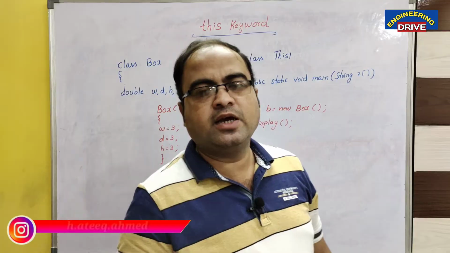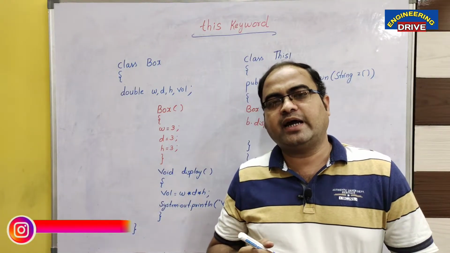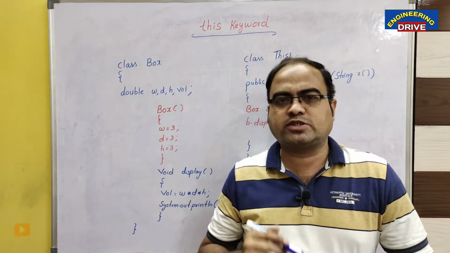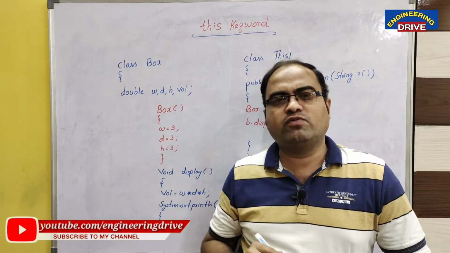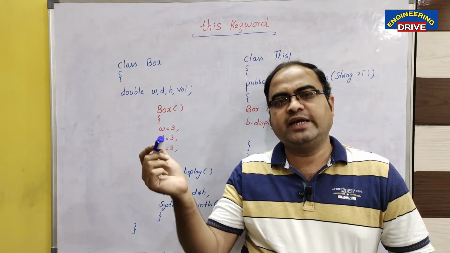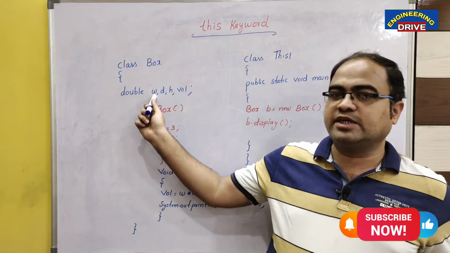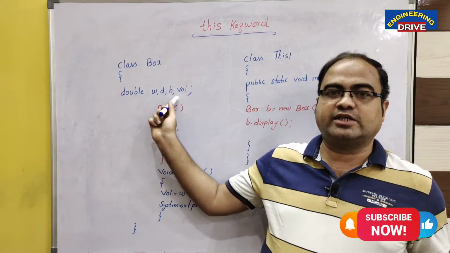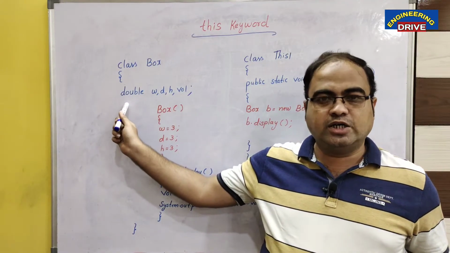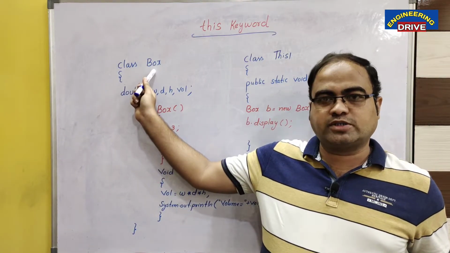So dear students, I have written a Java program which is used to calculate and display the volume of a box. What is the formula to calculate the volume of a box? Volume is equal to W into D into H, width into depth into height. For this reason I have taken 4 variables in this class, belonging to the double data type. These 4 are the members of this class Box.